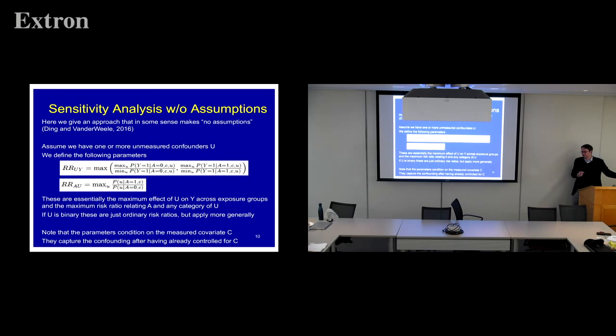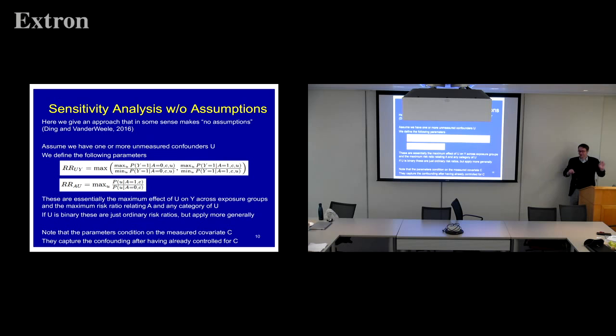This approach is conservative. This approach is not making any assumptions. I would recommend other techniques. There's a host of them in the literature that really try to get more at the exact estimate. This is a conservative approach. As we'll see, it can be very informative.